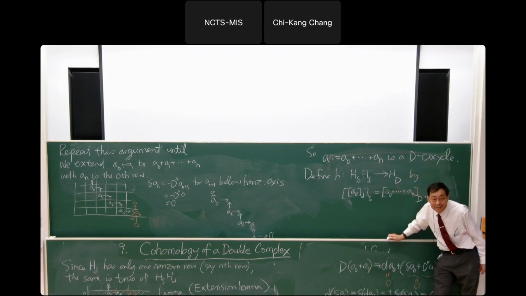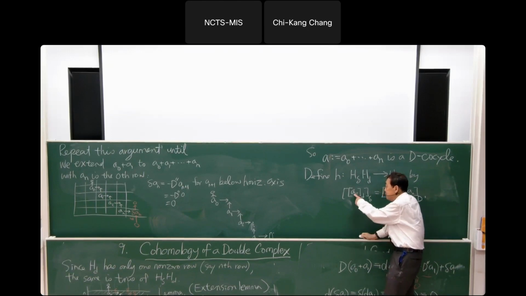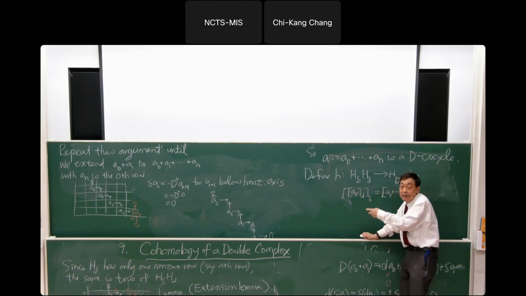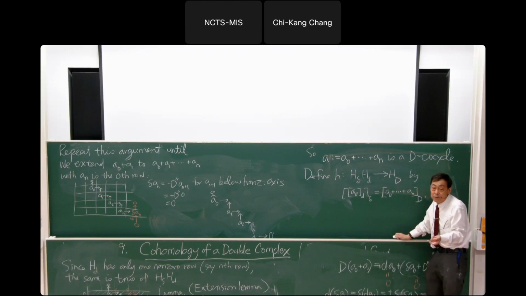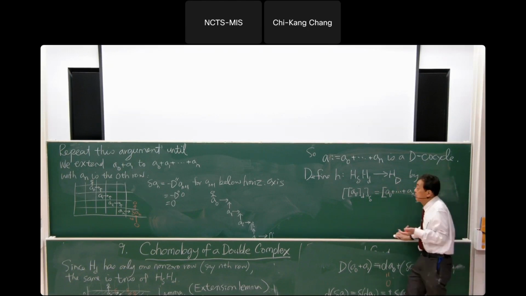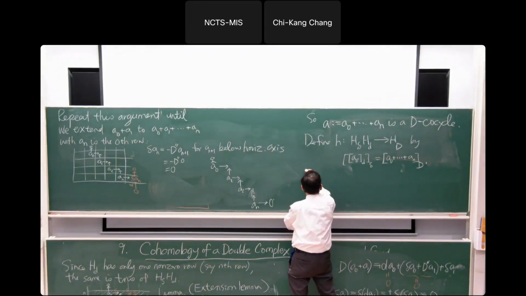Now, of course, you can start with a different representative for this cohomology class in H delta HD. And there are different ways of extending it to a big D cocycle. So you need to show that this map is well defined. But I'm going to just leave it as a homework.